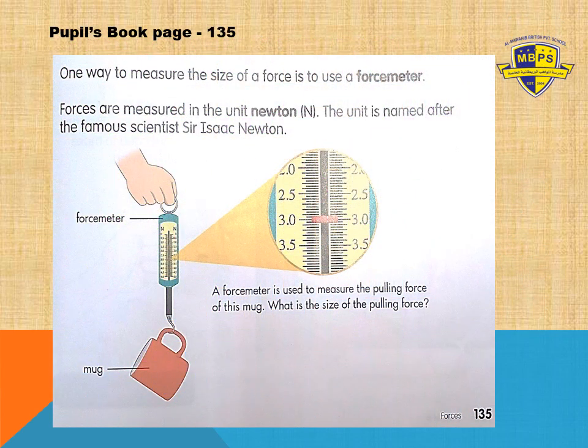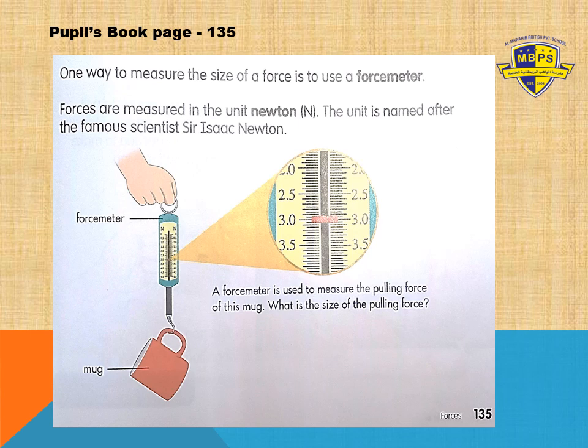Okay, grade 2. Everyone, be ready with your pupil's book and open page number 135 and write the date on the top. You can pause the video. Boys and girls of grade 2, all of you open page number 135. Write the date on the top. What's the date today? 12th May 2020. Okay, what is written there? What can we use to measure forces?